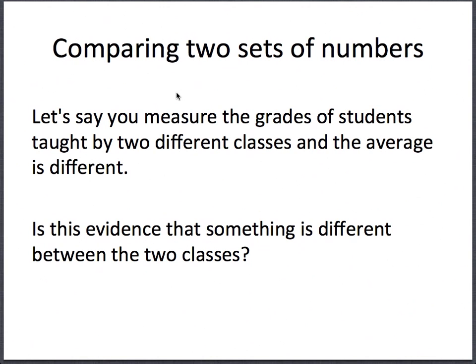So let's talk about this. You get the class scores and the class sizes, and you're like, wow, the average is 10% higher in classes with 10 students. So is that evidence that smaller classes give better results? Well, maybe, right? It depends.